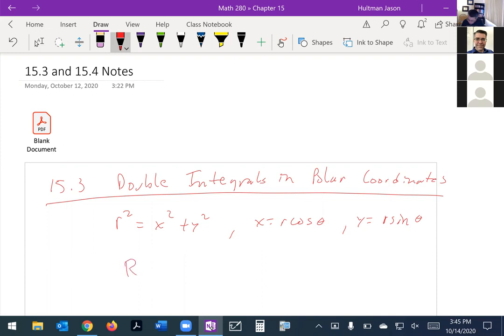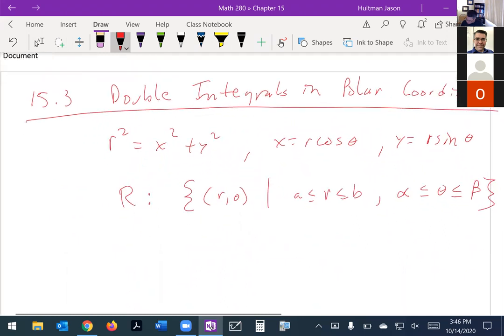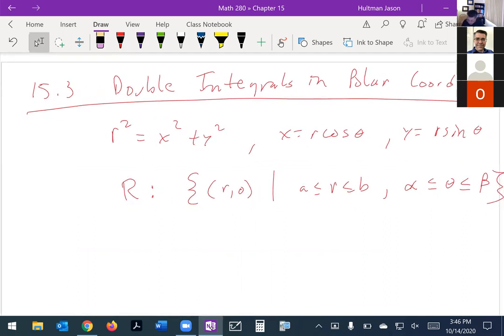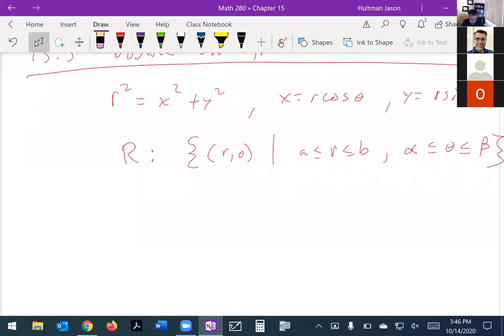Then we can say that the domain here, of what we would make an analogy to a rectangular region in polar coordinates, would be that the points (r, theta) are going to go from A to B. R is going to go from A to B, and theta is going to go from alpha to beta. Okay, makes sense. Let's see what this means.